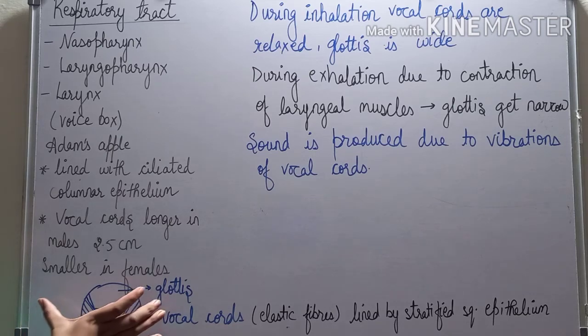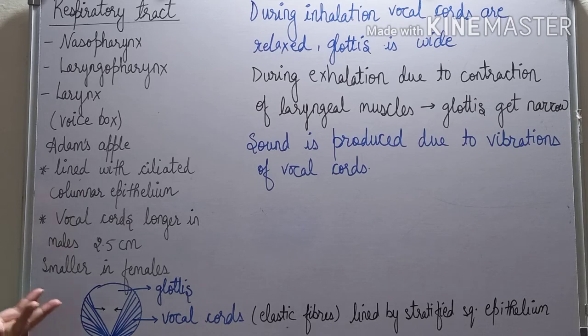So what happens is, due to contraction of the laryngeal muscles, which are present around the sides, the glottis becomes narrow, and when air rushes out from that narrow glottis, it vibrates the vocal cords, and due to vibration of the vocal cords, sound is produced. That's why the larynx is known as the voice box.